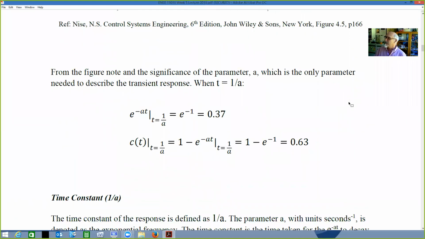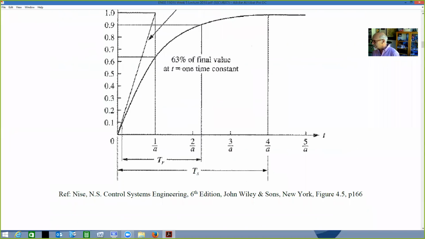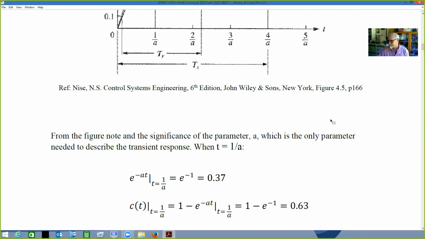So from the figure, note the significance of the parameter A, which is the only parameter needed to describe that transient response. So t equals 1 on A. We evaluate our function at 1 on A, and then we end up with this value of 0.37. If we take that, plug it into our output function, which was 1 minus e to the negative AT, then this is where this 0.63 comes from. So that's a 63% if you look at it in those terms. So that's why 63% equals 1 time constant.